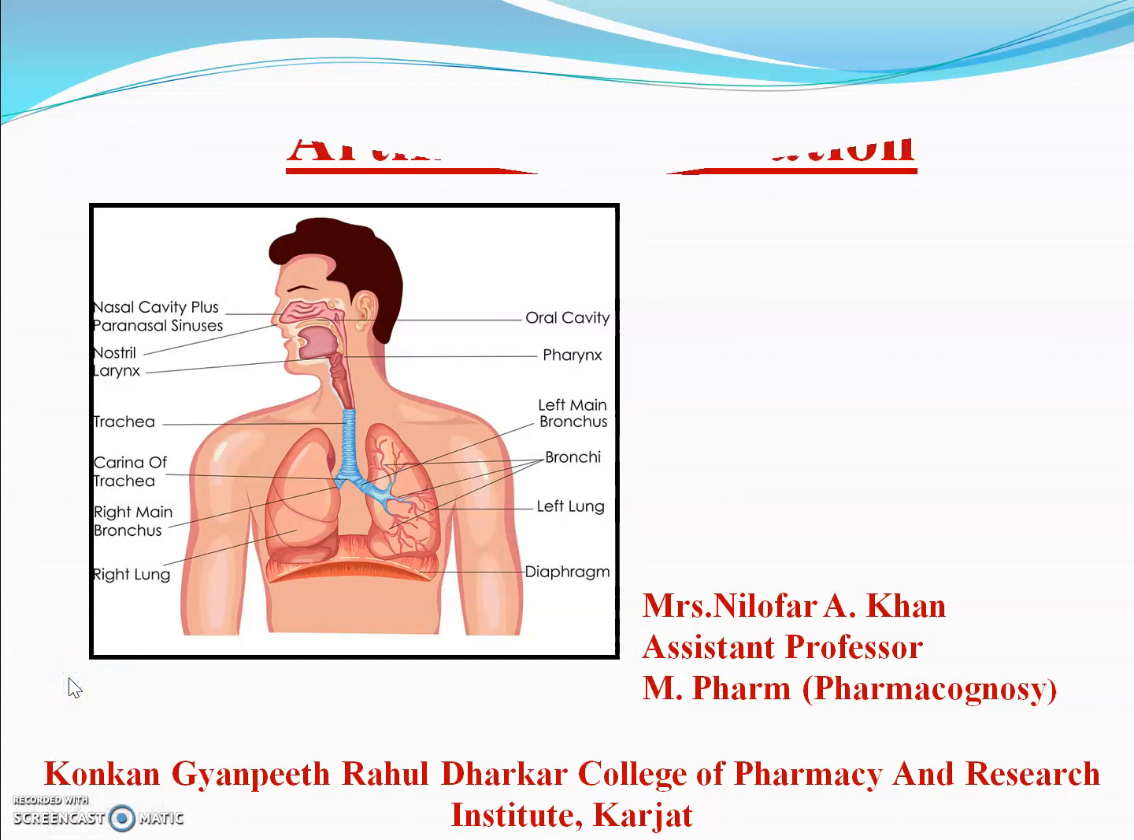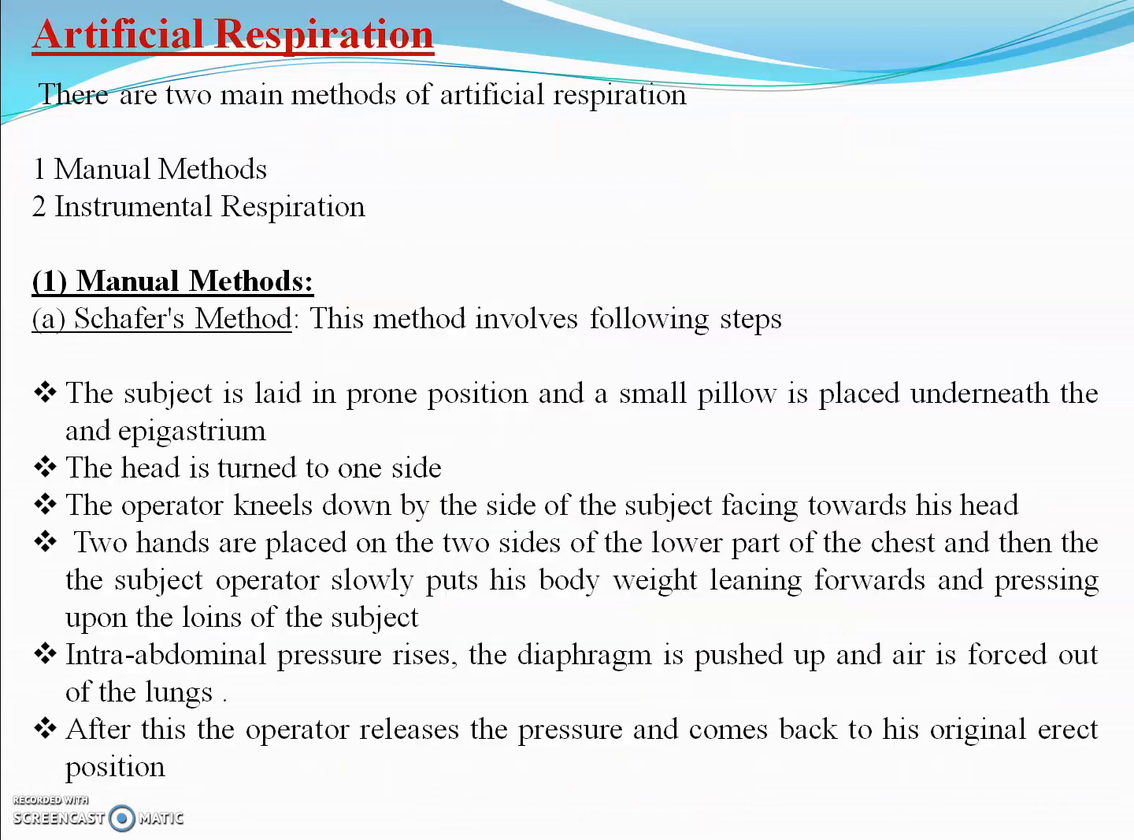Today we are going to see artificial respirations. Let's start. Artificial respiration contains two methods, that is manual method and instrumental method. In manual method, first is Stafford method. This method involves the following steps.